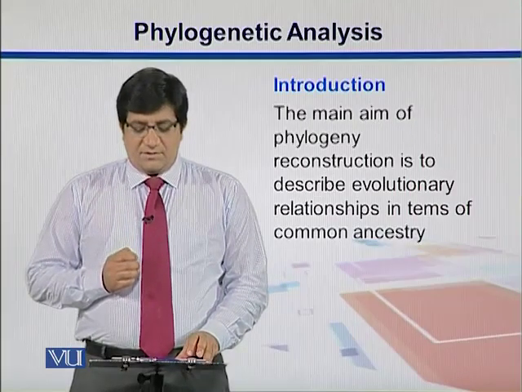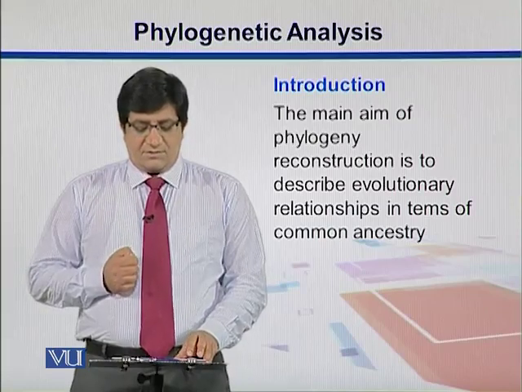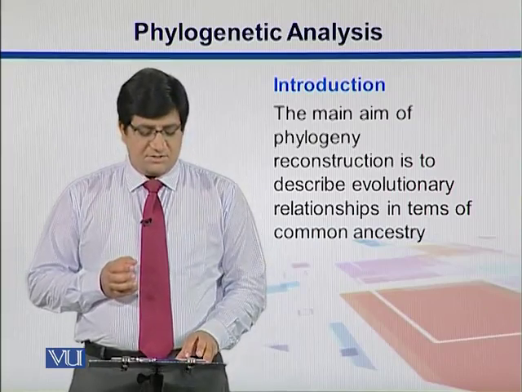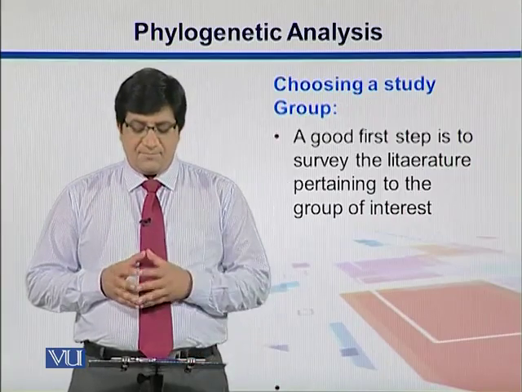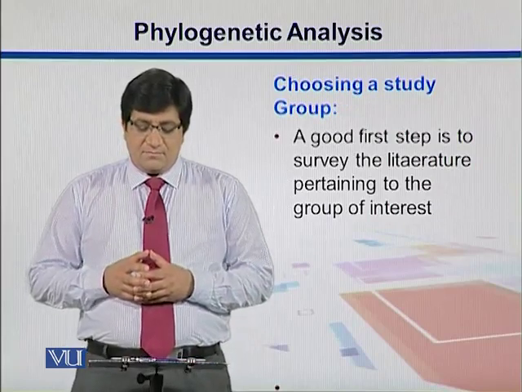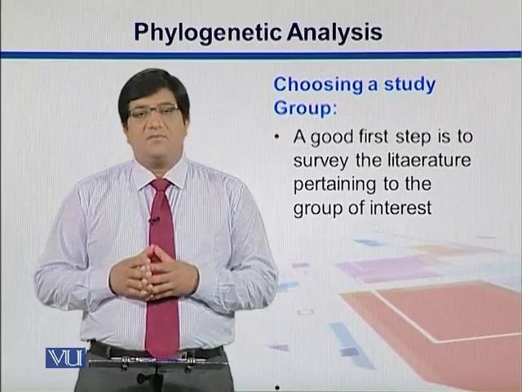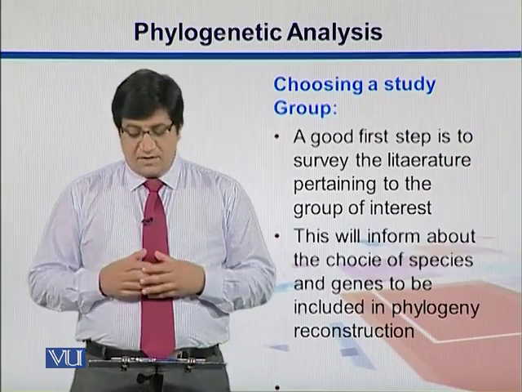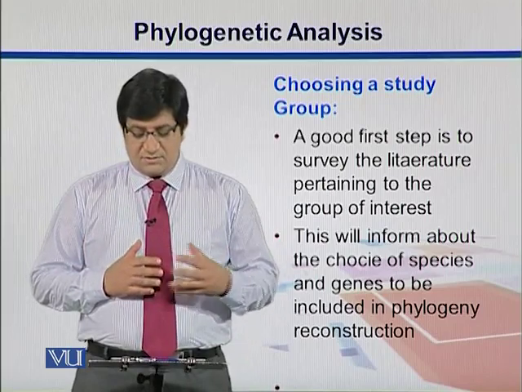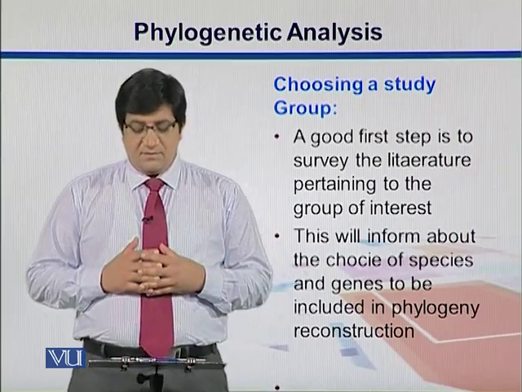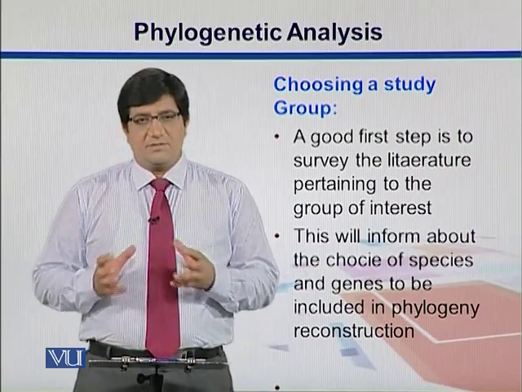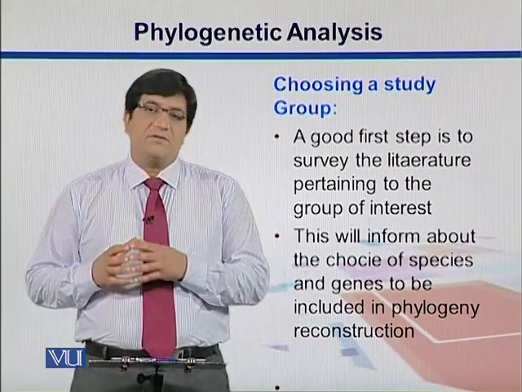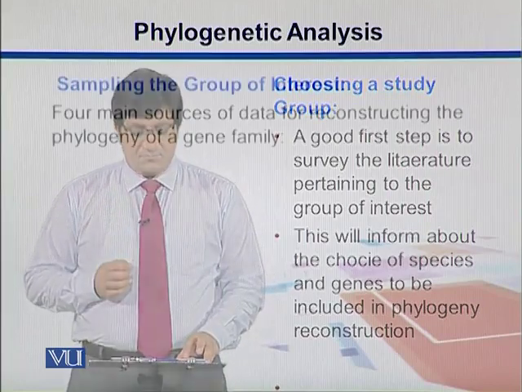The main aim of phylogeny reconstruction is to describe evolutionary relationships in terms of common ancestry between different species or organisms or populations. We can survey the literature and narrow down to some group of interest. We might get the information or the species from our literature search. We can narrow down to some species, or to some genes, and then we can put them into our phylogenetic analysis.